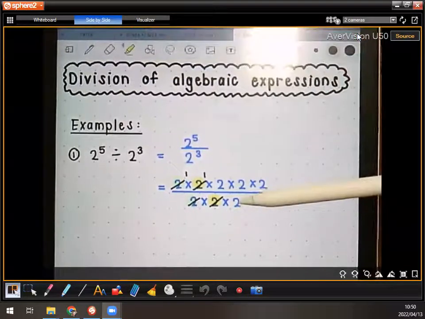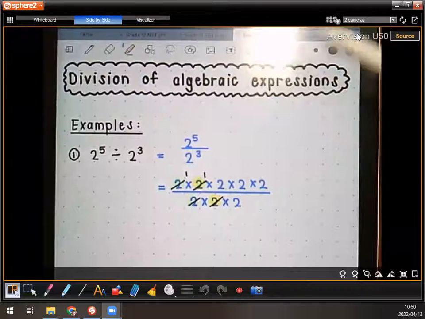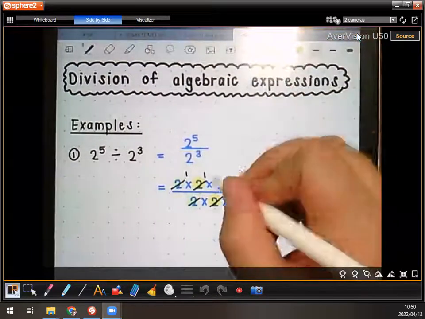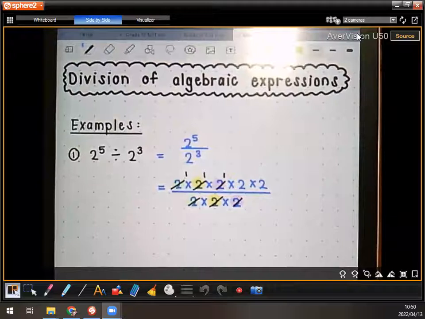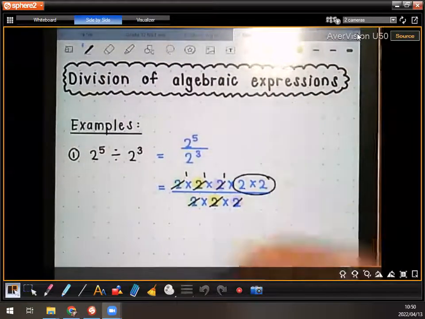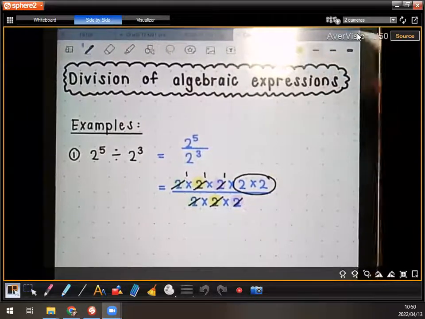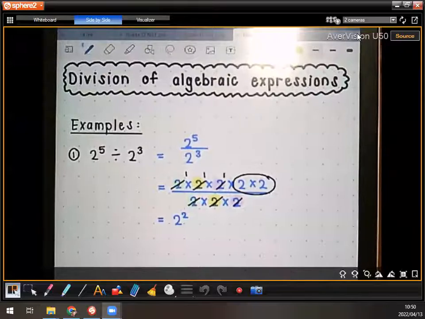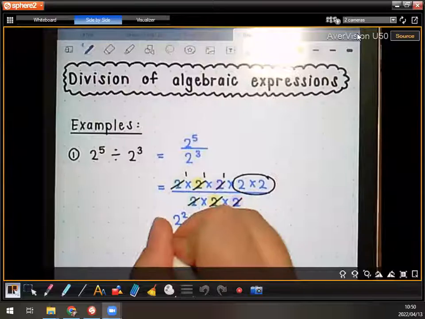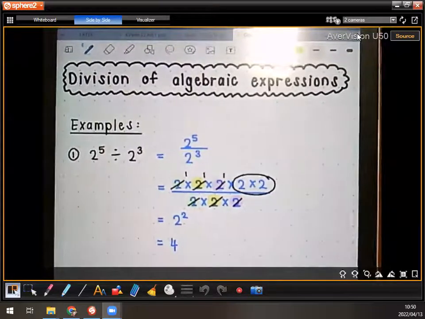Now guys, I have 1 more 2 at the bottom, right? So I can do it with the third 2 at the top and the last 2 at the bottom. Again, 2 divided by 2 is 1. You guys see that I have cancelled out all of the 2's at the bottom. What am I left with? 2 2's at the top. How can I write that? 2 times 2 is the same as 2 to the power of 2, 2 squared. And guys, because that's a number, we know what it is. Hey, what's 2 squared? 4. So that is the answer.